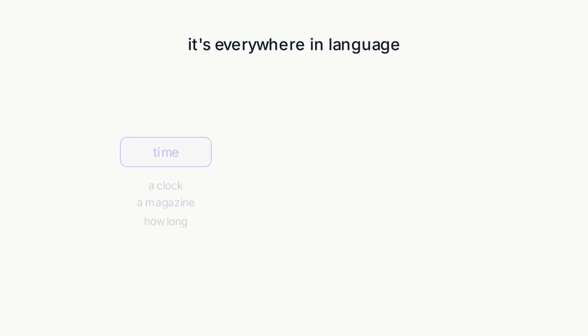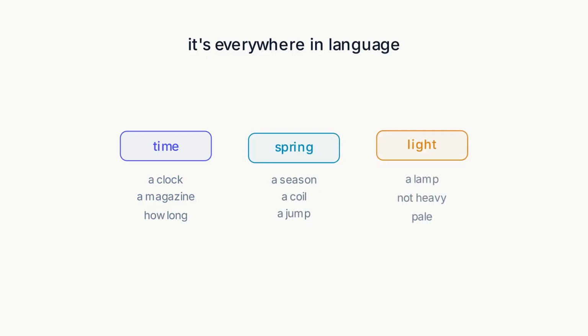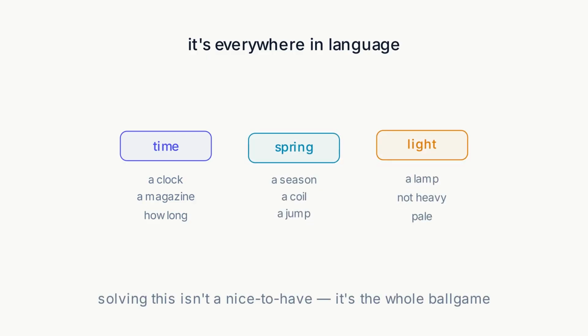And this is not some rare edge case, it is everywhere in language. Time can mean a clock, a magazine, or how long something takes. Spring is a season, a metal coil, or a sudden jump. Light can be a lamp or the opposite of heavy. Almost every interesting word shifts its meaning depending on its neighbors. A model that couldn't handle that would be nearly useless. So solving this isn't a nice to have, it is the whole ballgame.